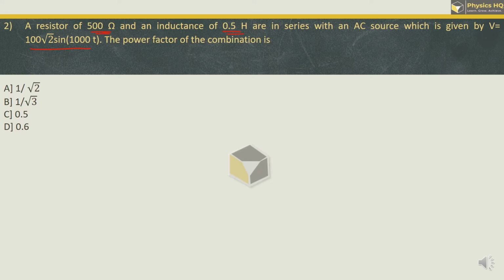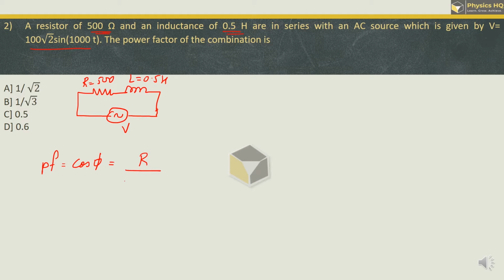So first of all we have a resistor and an inductor in series with this AC source. The value of R is 500, the value of L is 0.5 Henry. Now the power factor is given by the formula cos phi. For an RL circuit it is calculated as R upon root of XL square plus R square. So we have the value of R, we need to calculate XL.